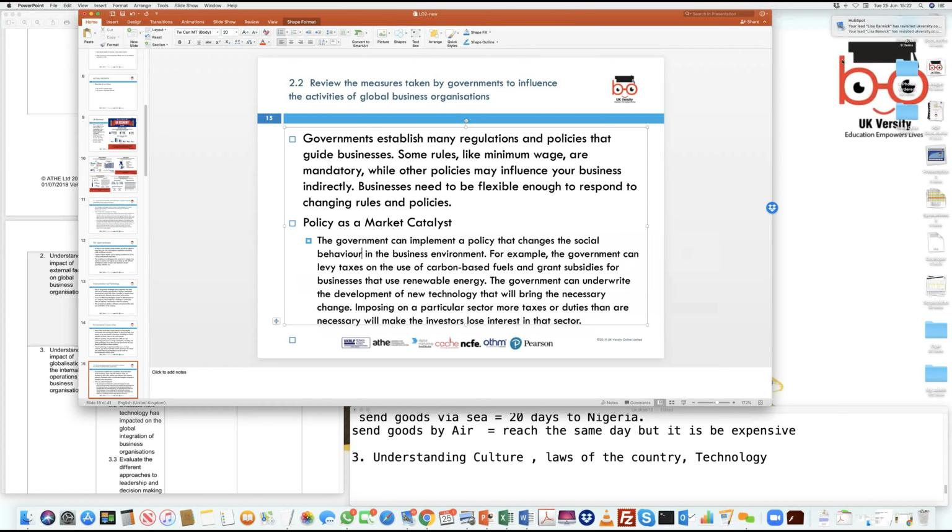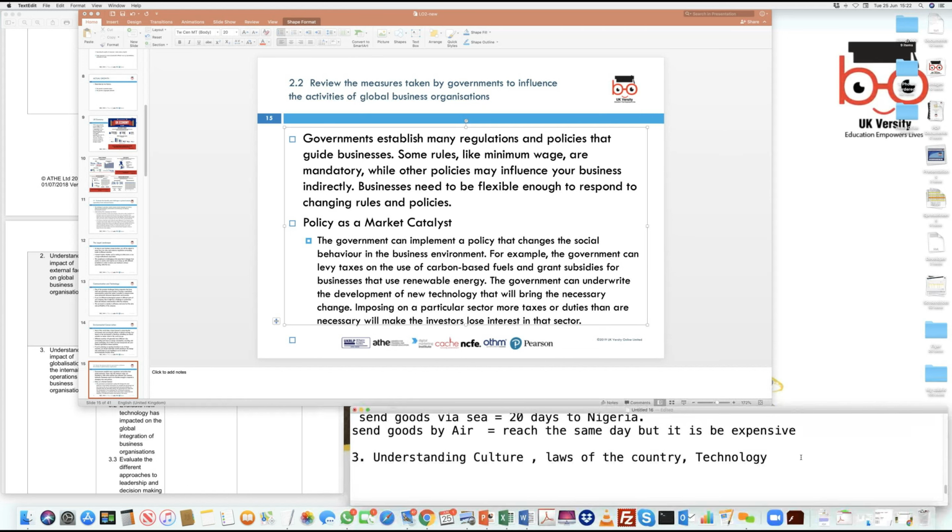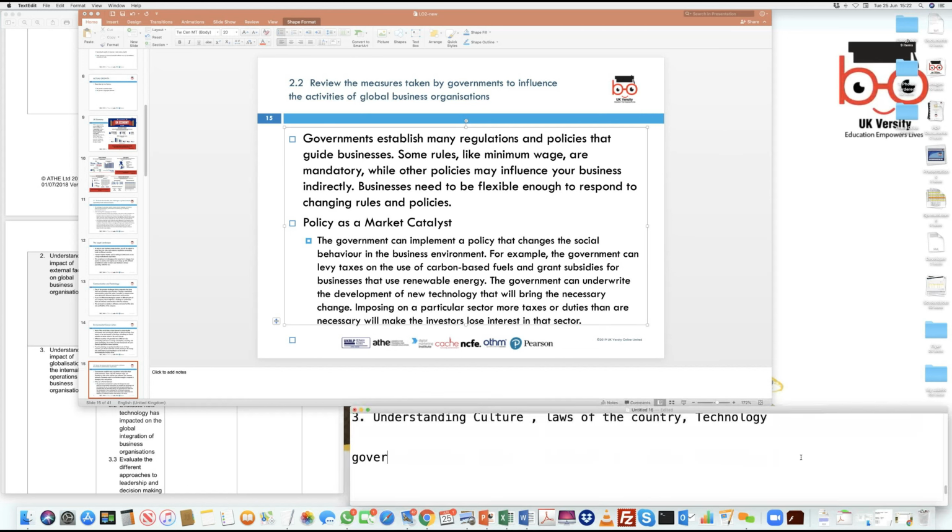So when we look at that, sometimes you will see that in order to increase the business and make the conditions more favorable for companies to invest more money, the government will introduce policy which will allow businesses to thrive. That means allow businesses to grow. Now, what kind of things will the government do? What could be the measures which the government can take?